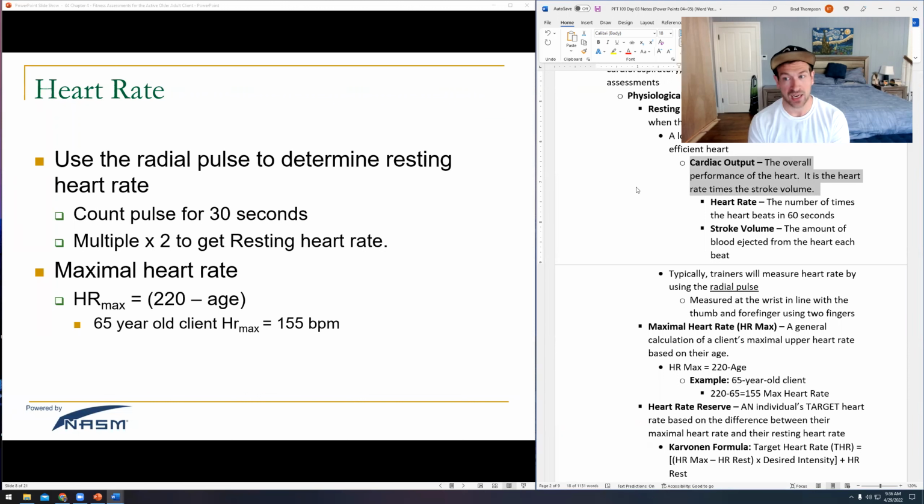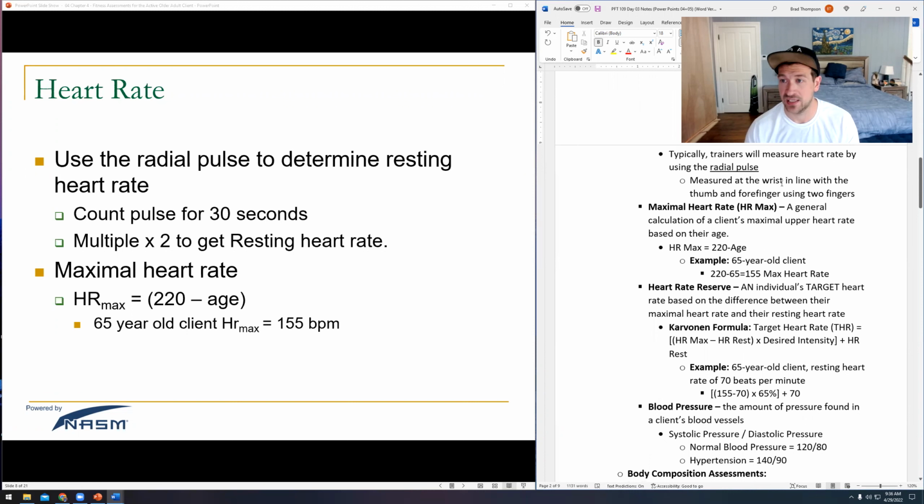If their heart rate's high, then the stroke volume is low. That's not such a good cardiac output. So we're just going to pay attention to that. Typically, we want to use this when we are taking a look at how our client is performing in general. So the first one you want to gather is the resting heart rate. We want to know about this right out the gate.